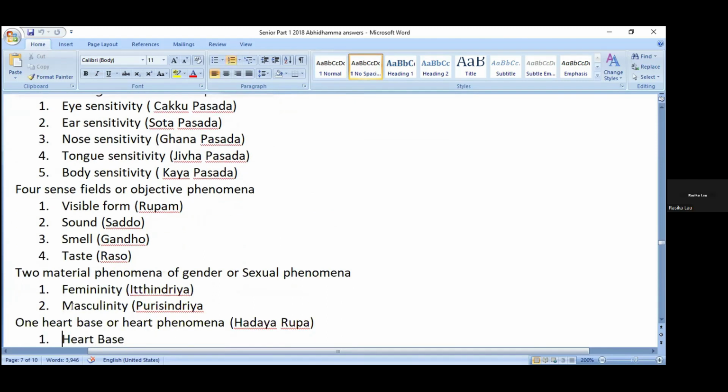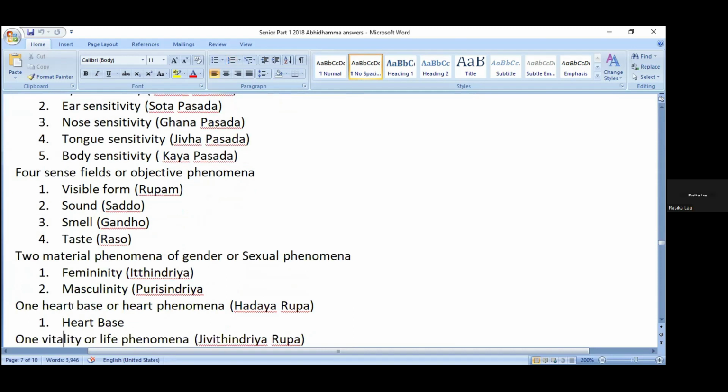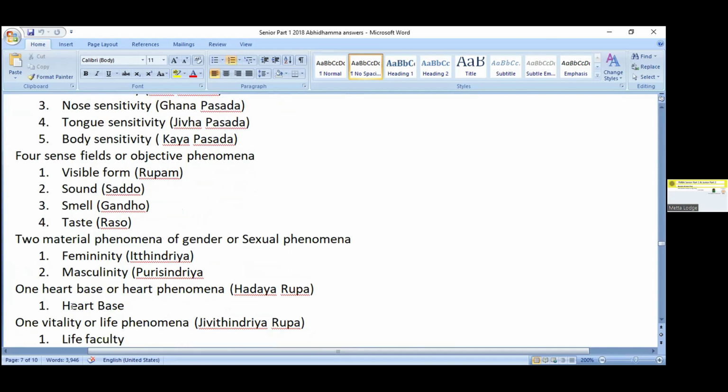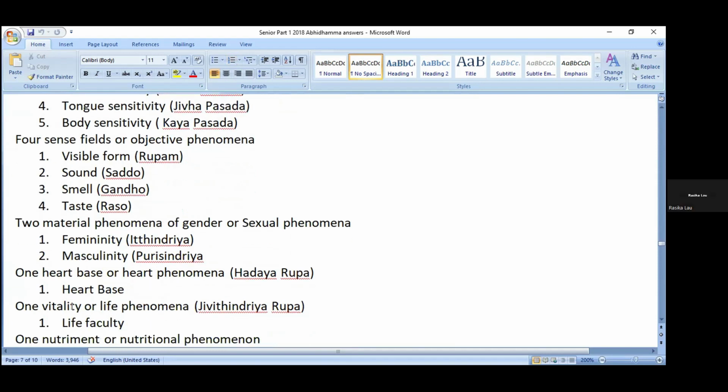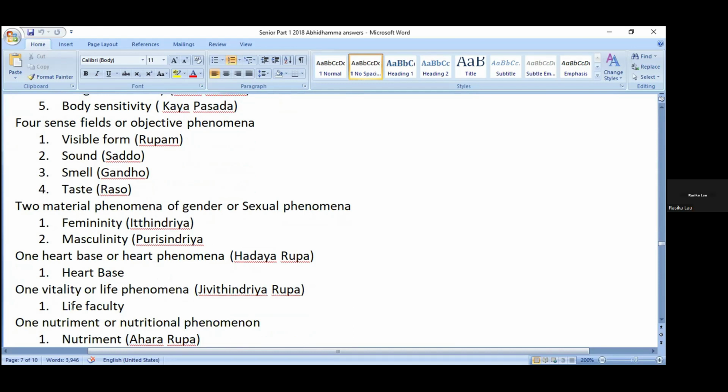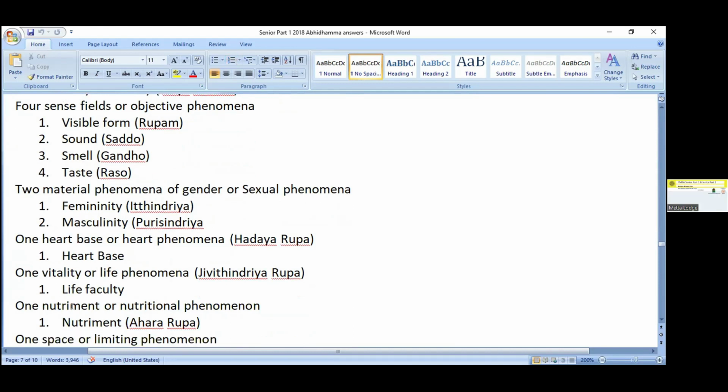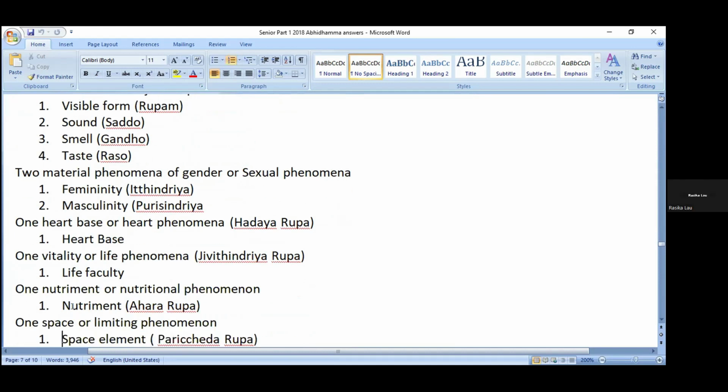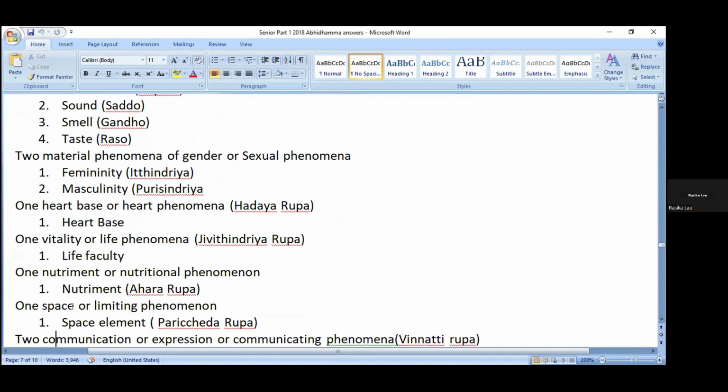Then remember one heart base, the heart phenomena. I tell you, this is very important. Without this, there is no life. Then the vitality or life phenomena, 1. Also remember, if you want to live, you must eat. So one nutriment. Then you grow, you need space. So one space, the space element.